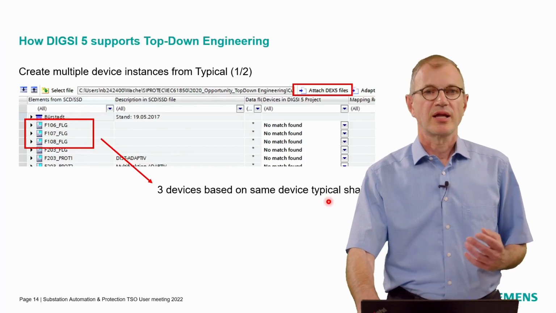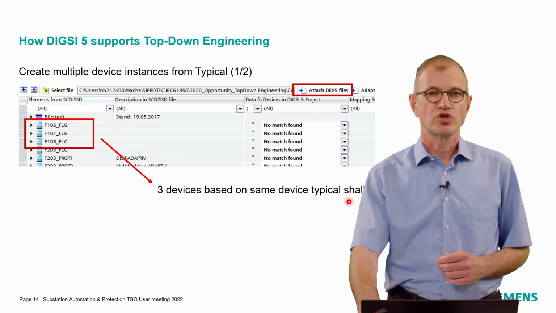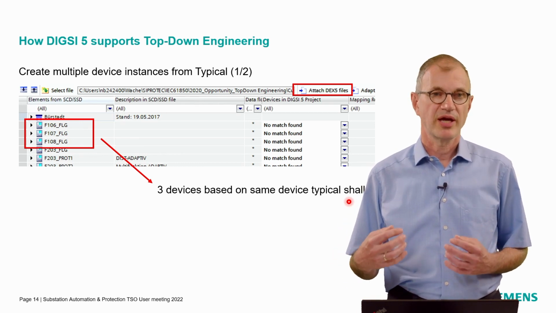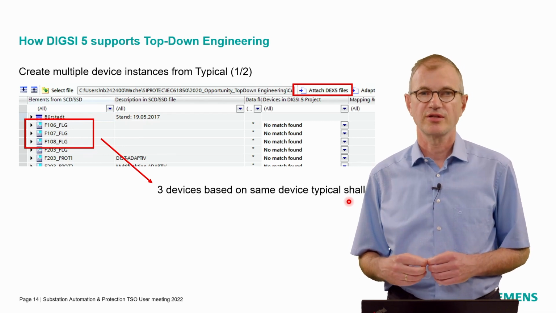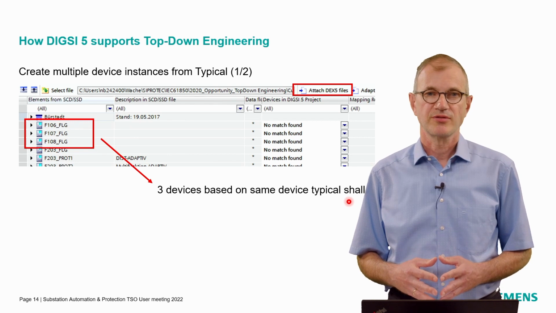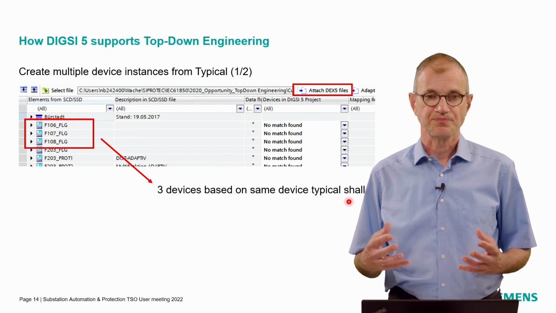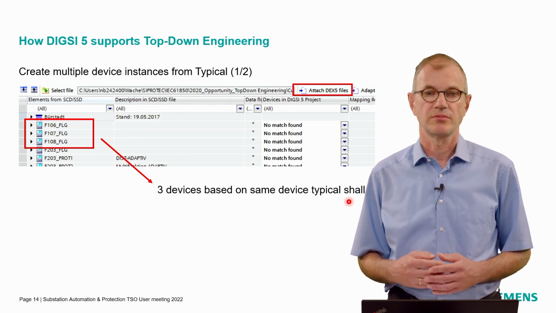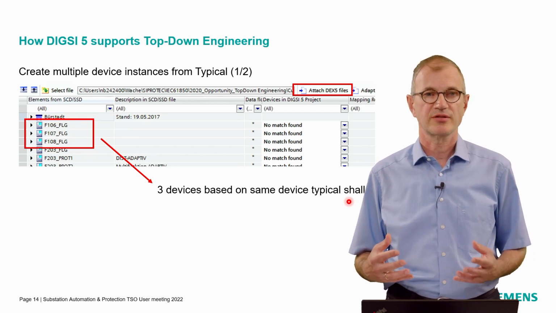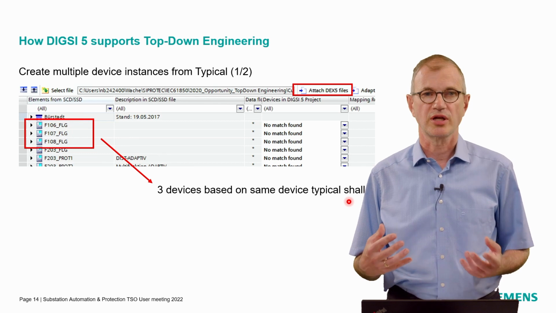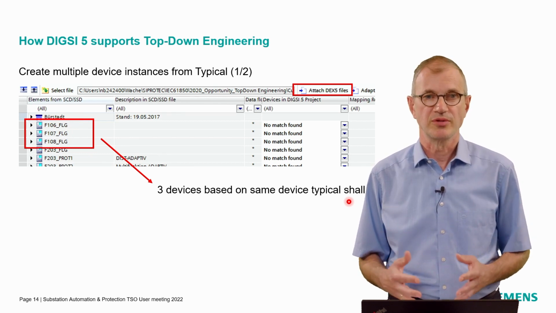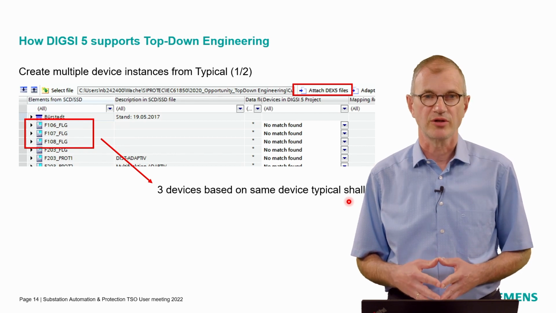Then I can use this functionality, attach DEX files. That means somewhere I have prepared the fitting devices and exported them in the DEX5 format. This is our Siemens manufacturer format, which describes fully the device, including product code and the CFC and the display pages, what is not possible in this SCL format, of course.